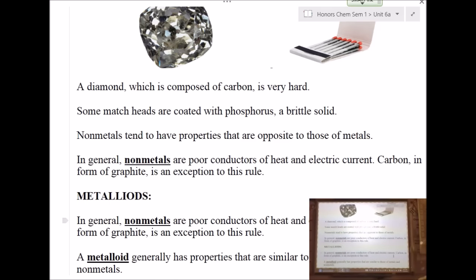All right. Again, I already mentioned that they're generally poor conductors of heat and electricity. Carbon's very interesting. And that's why it has its own branch of chemistry called organic chemistry. And it is all over the spectrum. I mean, it's what makes up the diamond. It also makes up the lead in your pencil. So it can be really hard or really soft. So carbon's a nice thing.